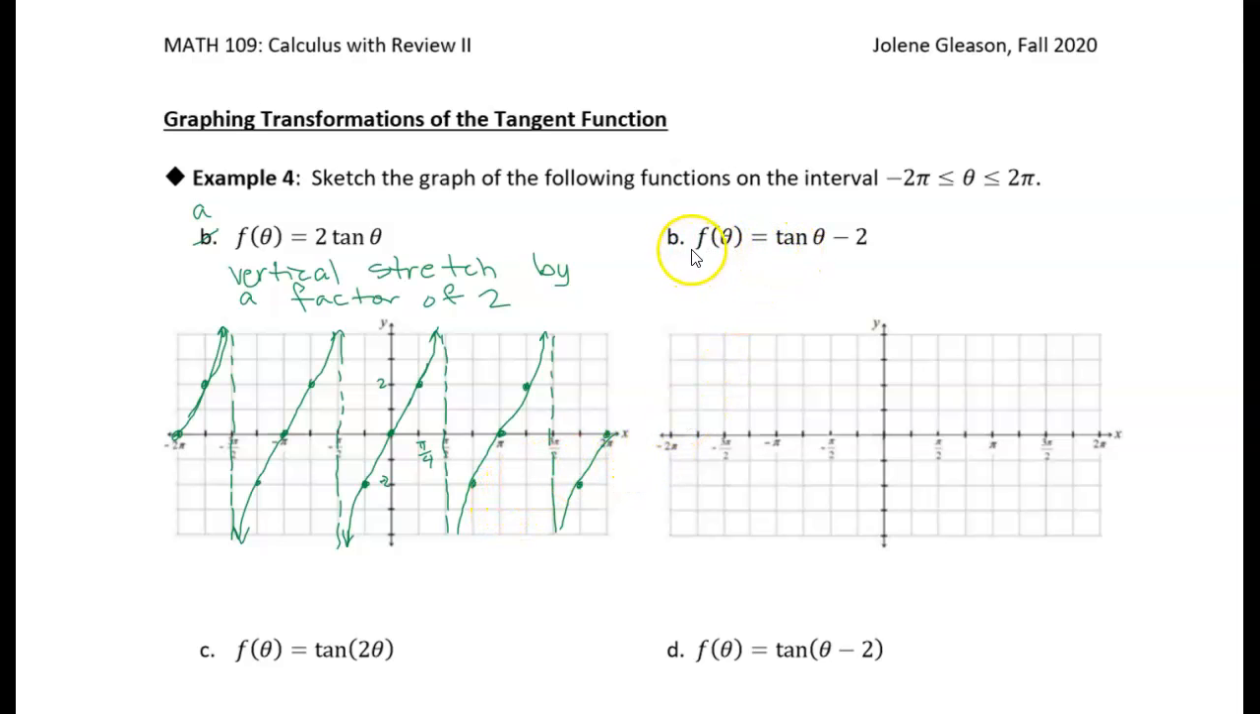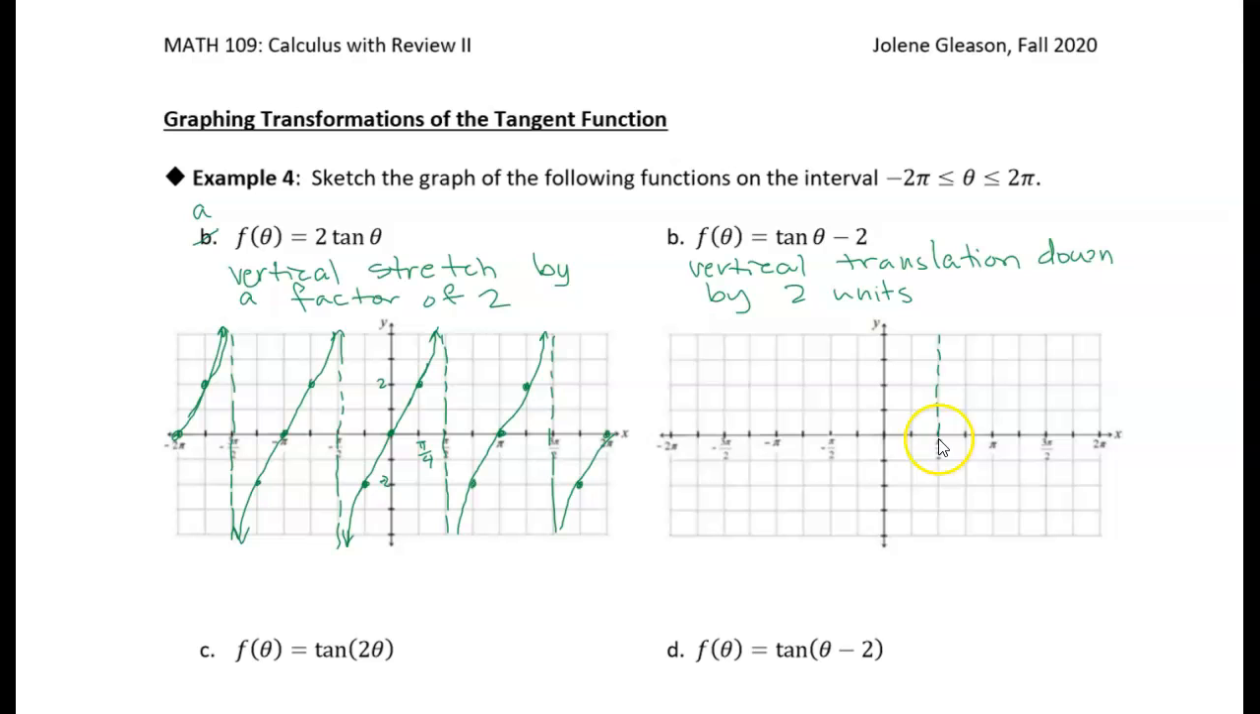Now this one, part B here, we're just taking all the outputs of tangent and subtracting 2. So this is a vertical translation down by 2 units. So vertical translation, and it's going down because we're subtracting 2, down by 2 units. Okay, so we're just going to take the tangent function that we had before, and just shift everything down by 2 units. So what was going through 0 now goes through negative 2. But it's not going to change the asymptotes at all.